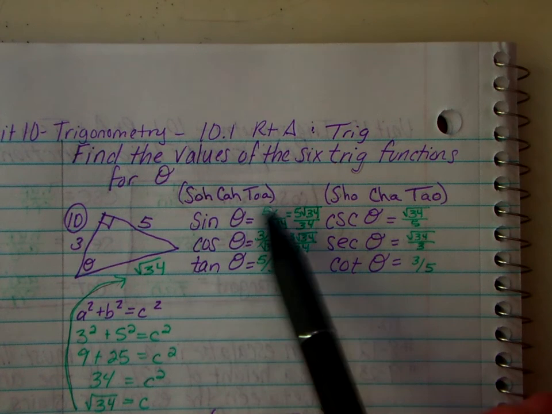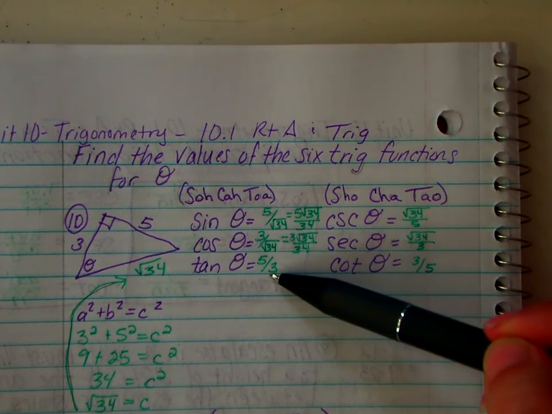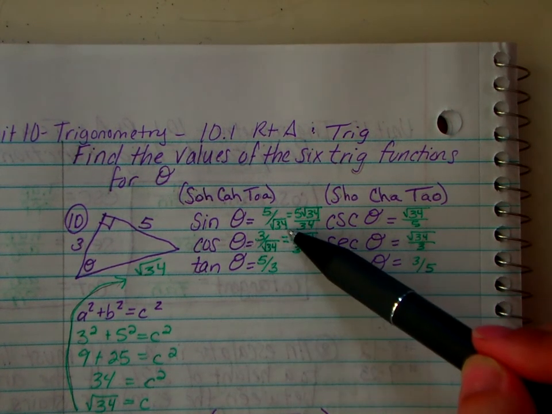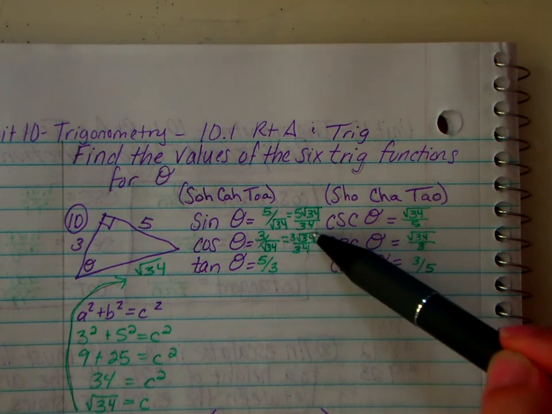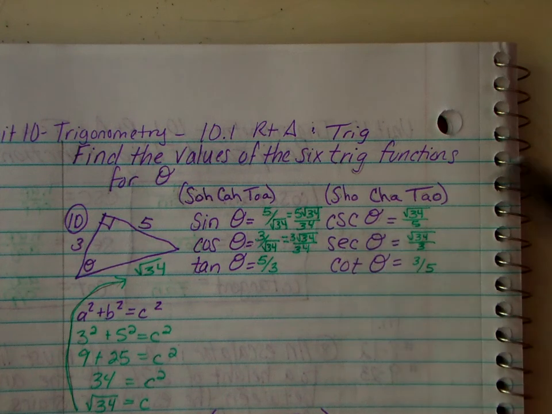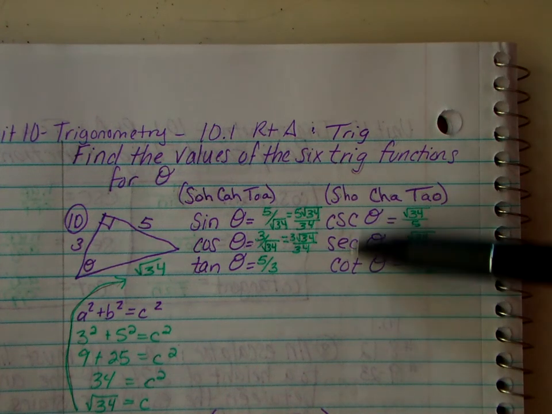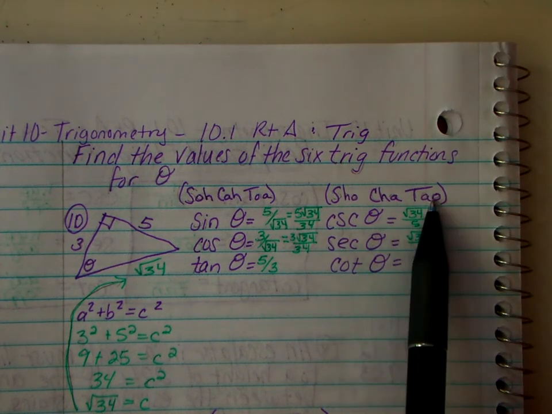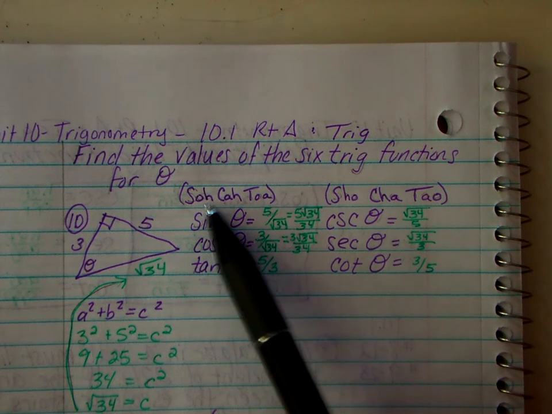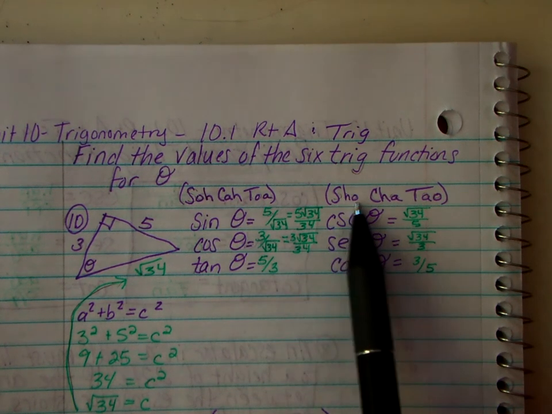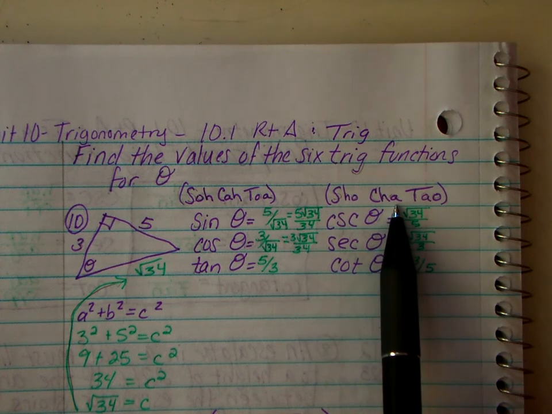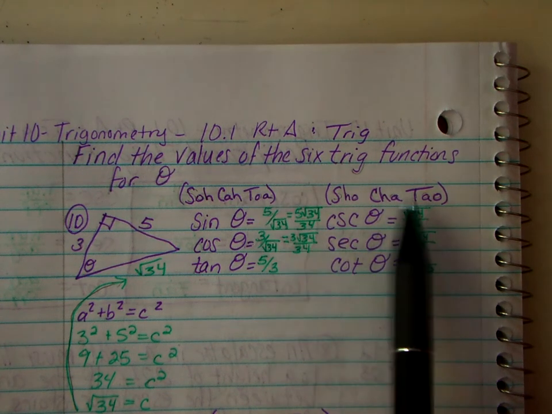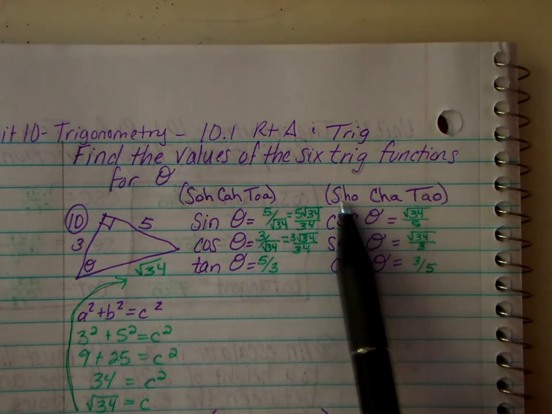Okay, think about SOH CAH TOA. Okay, that's where these are. Now remember, you cannot have a radical in your denominator. So you're going to multiply both the top and the bottom by square root of 34, which leaves a regular 34 in the bottom, and then 5 times the square root of 34 on top. Okay, for the reciprocals, I just changed it over here. So opposite over hypotenuse now becomes hypotenuse over opposite. Okay, adjacent over hypotenuse now becomes hypotenuse over adjacent. And opposite over adjacent now becomes adjacent over opposite. So now you can use these.